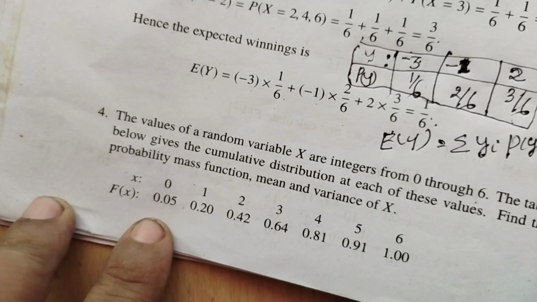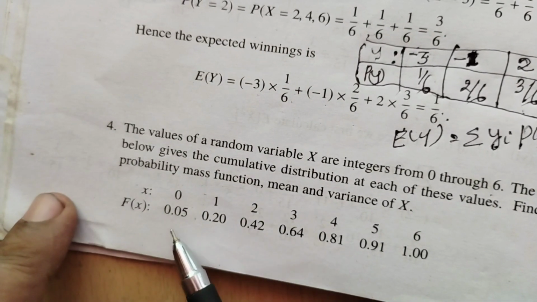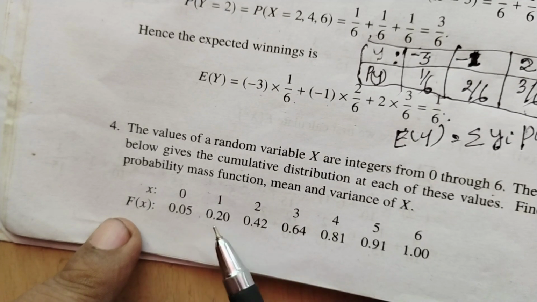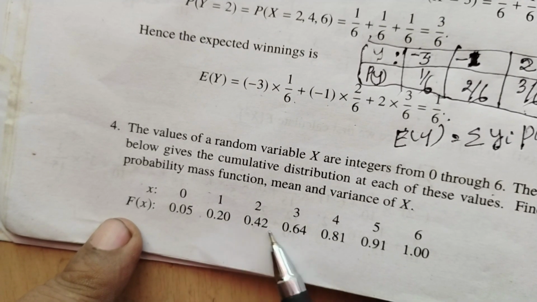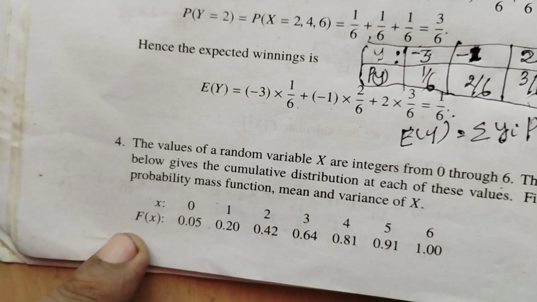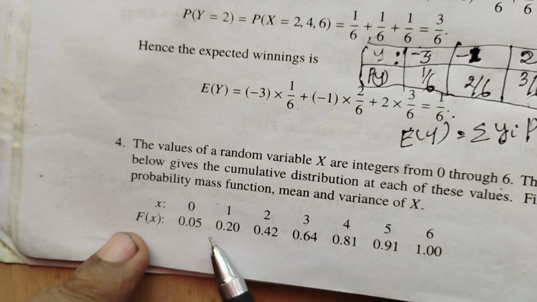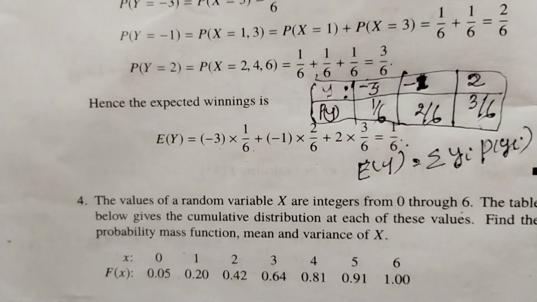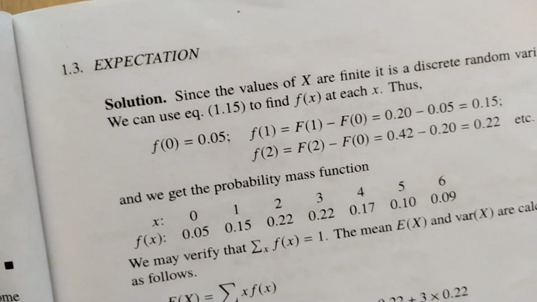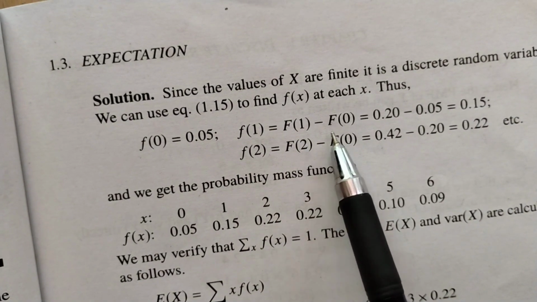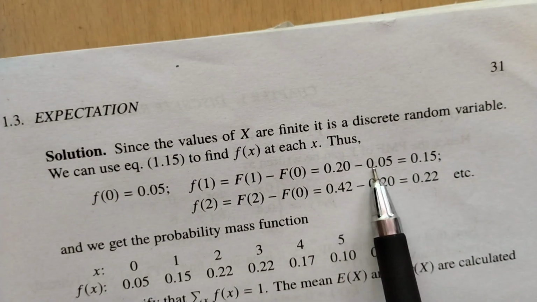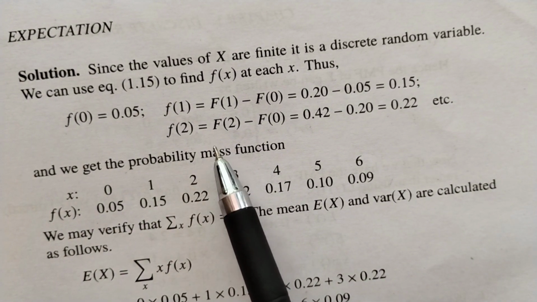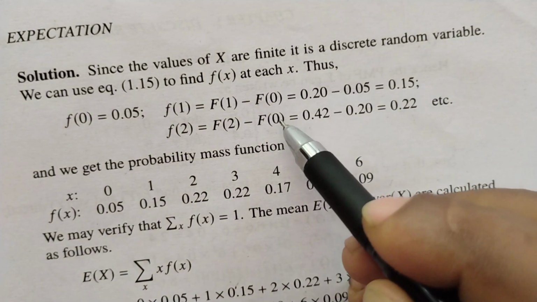Why do we have to subtract? Because in the cumulative function, for the first one you keep the first one, for the second one we add these two, first and second. Third one is we add first, second, third. So only the sum is given, but we need the individual values. So for each one you subtract the previous one from its corresponding value. So that is f of 1 is equal to capital F of 1 minus capital F of 0. So you subtract the first from the second, that is 0.15. Now f of 2 is equal to capital F of 2 minus capital F of 1 only.